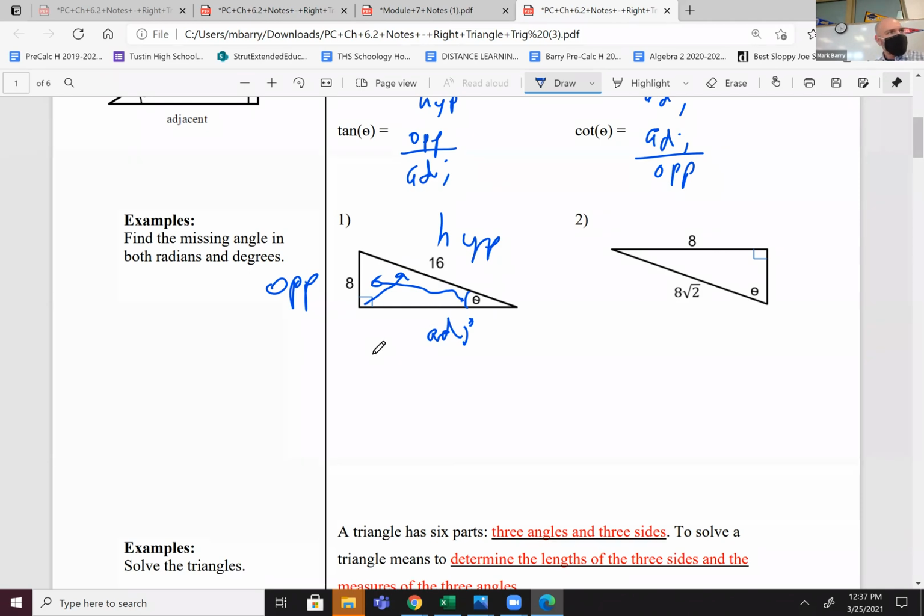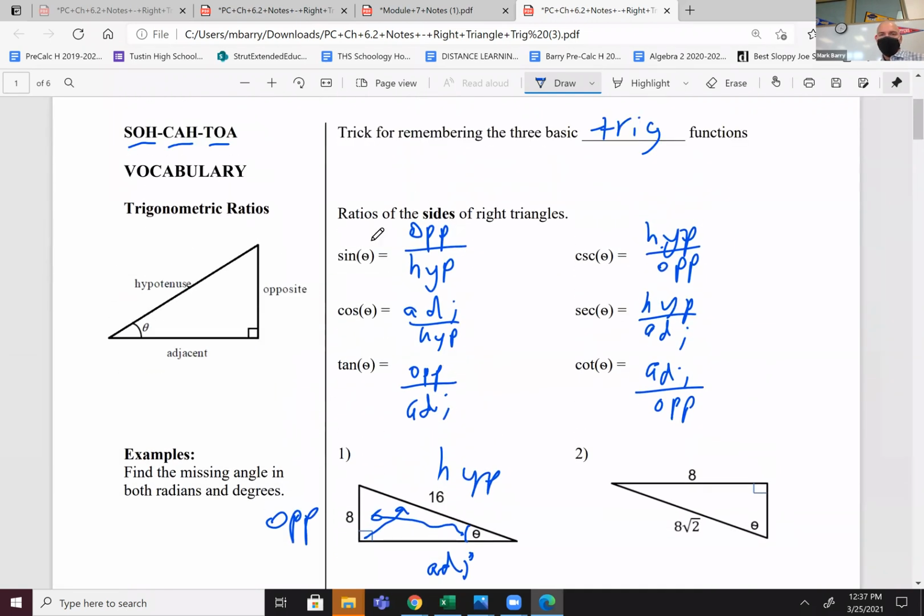Okay, so now to find this angle, find angle theta, we're going to need to use either sine, cosine, or tangent. Now, how do I choose which one of those I'm going to use? Well, what information do I know? I know about opposite and I know about hypotenuse, correct? I don't know anything about adjacent, so my two known sides are opposite and hypotenuse.